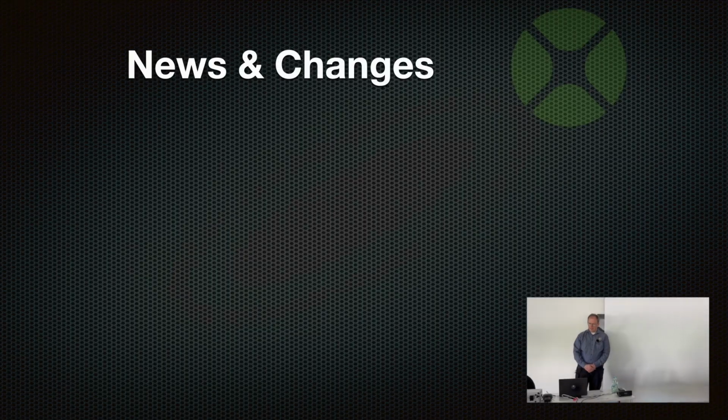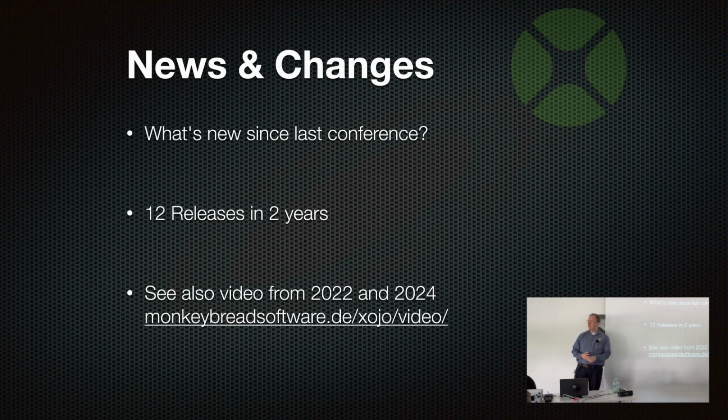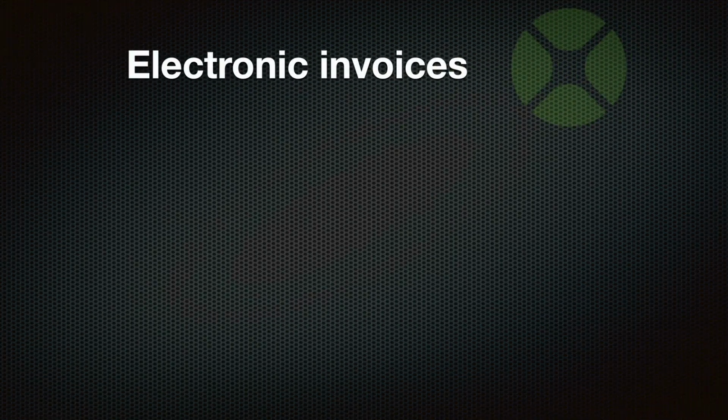And now you get a summary of changes since the last conference. I did 12 releases. You may know I do a release every 2 months to push the things out because people don't really try it while it's in beta, but as soon as I think it's good, I push it out to you. Then you can give me your feedback, and then maybe a release later, we have the bugs fixed, and you can use it in production. And I have videos from the last 2 conferences on the website, so you can see what was new back then. And let's come to the first big topic we have in Germany, electronic invoices.